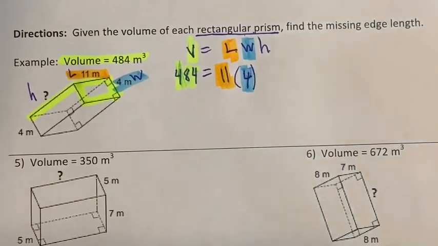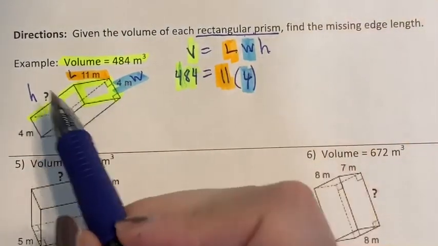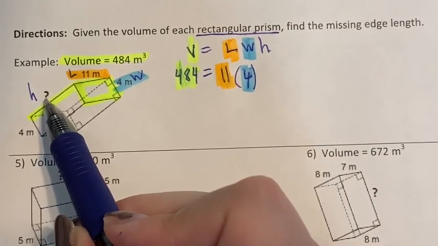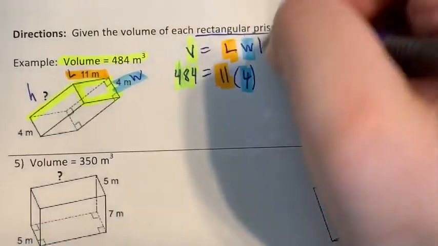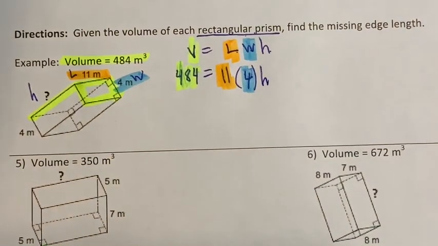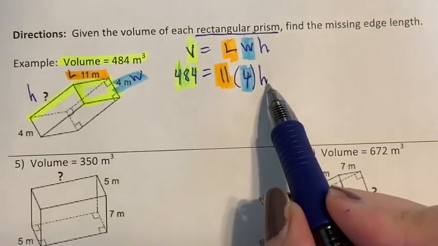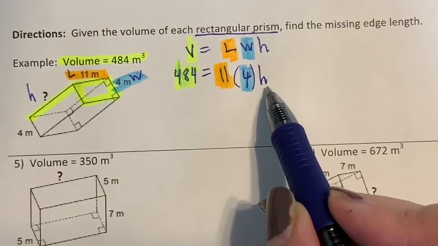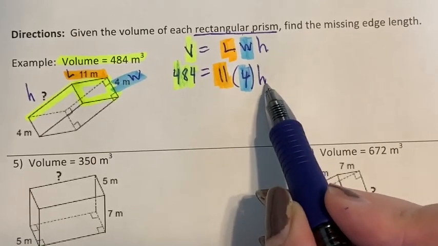And then the last piece is my height. And if I look at my figure, the way I labeled it, my height is my question mark. That's what I'm trying to find. So I can label that as H. This is my unknown. Now I'm doing algebra from last year where I need to isolate H.